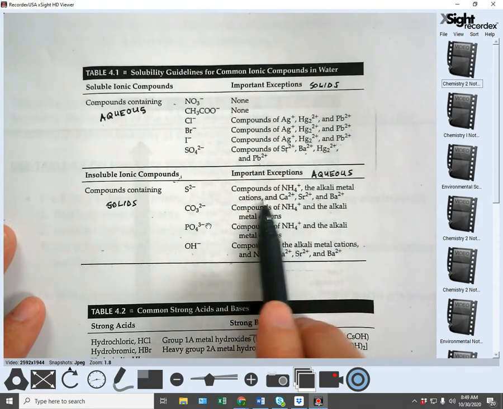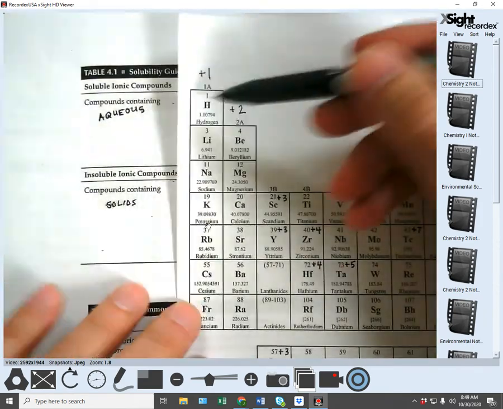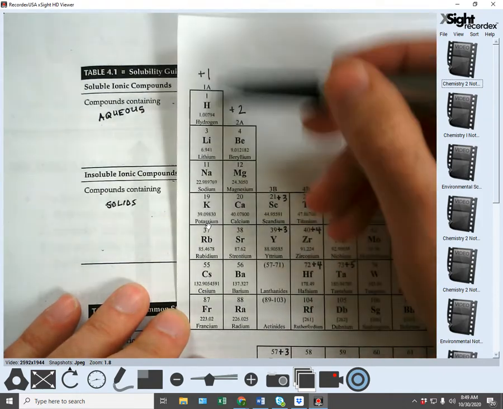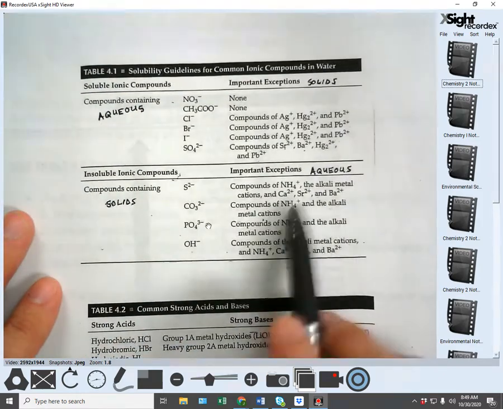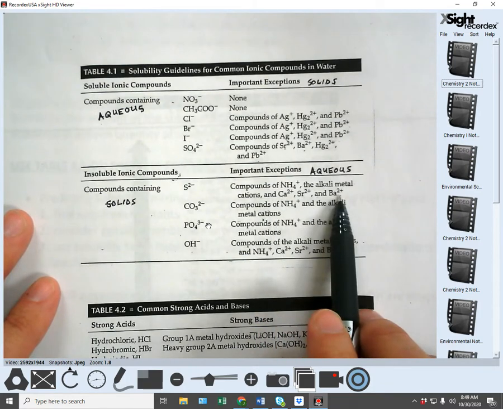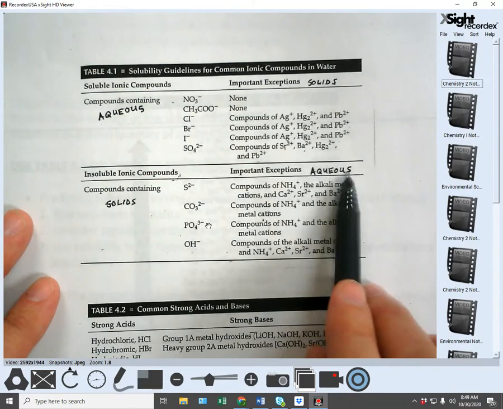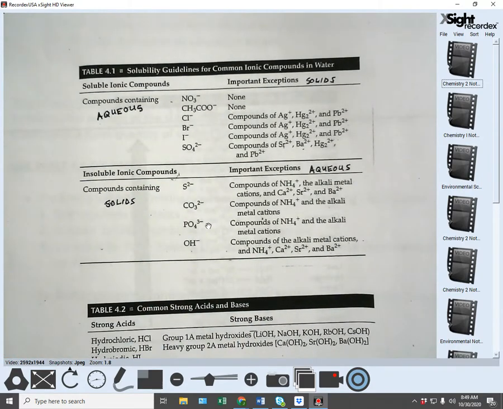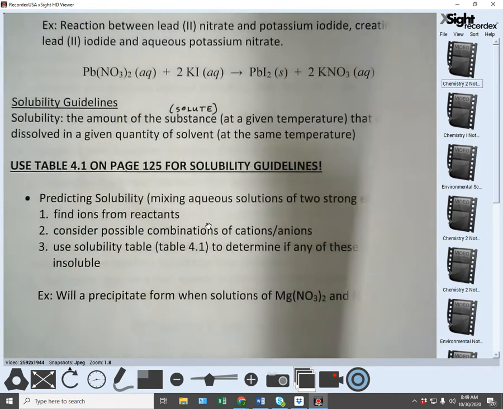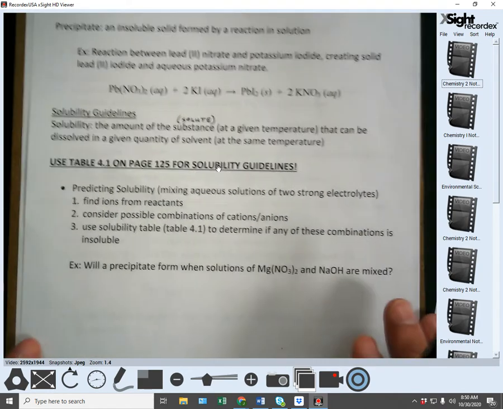Anything in the alkali metal cations, the alkali metals, column 1A, that's these, any of these would be an exception. Also calcium, strontium, and barium. So if the cation has any of these, that's going to make that compound aqueous. But if it's not, it's a solid. Okay, so let's take a look at the notes and walk through doing this.